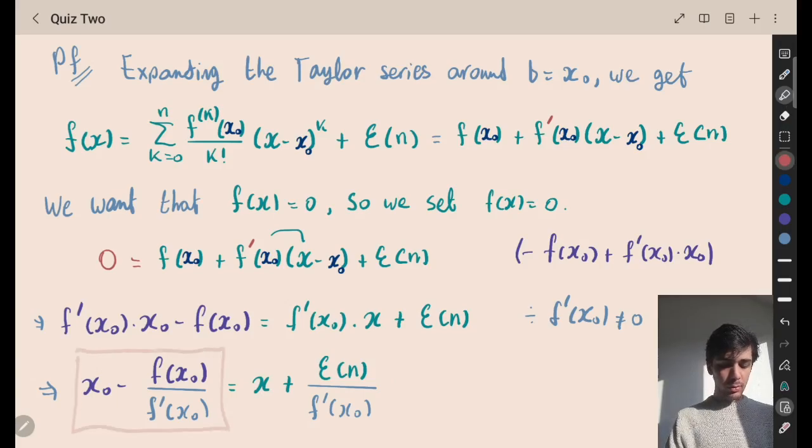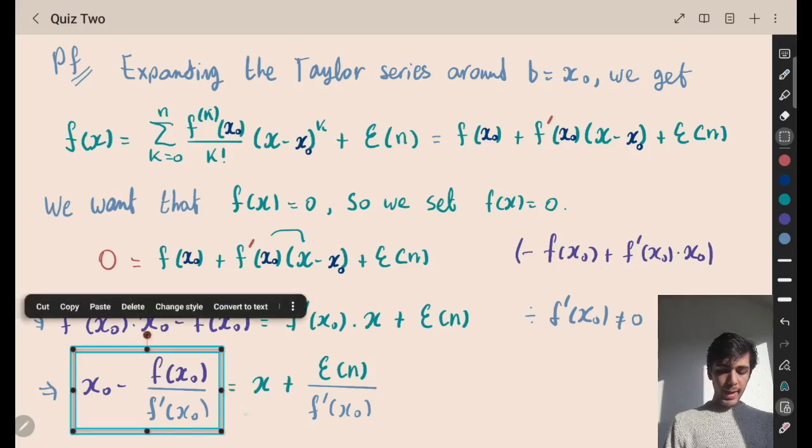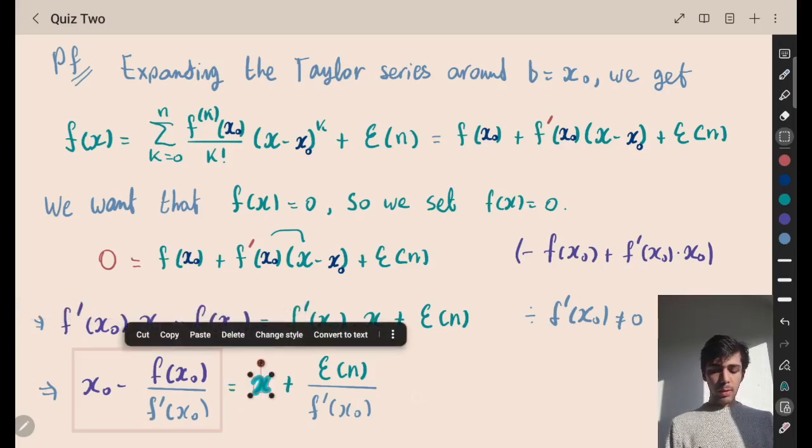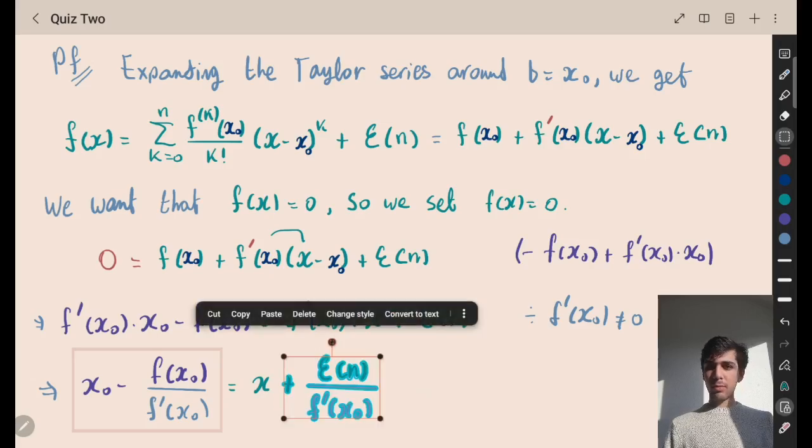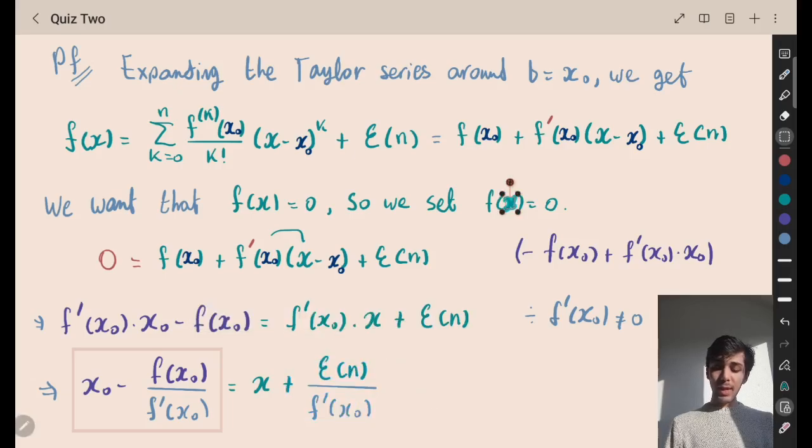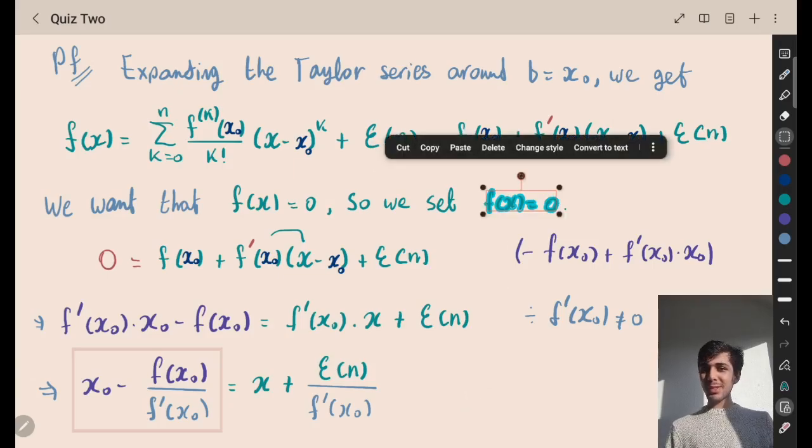What is this equal to, on the other hand? It gives us an x value plus some error term. What is this x value? It's the x value that makes f of x be equal to 0. Again.